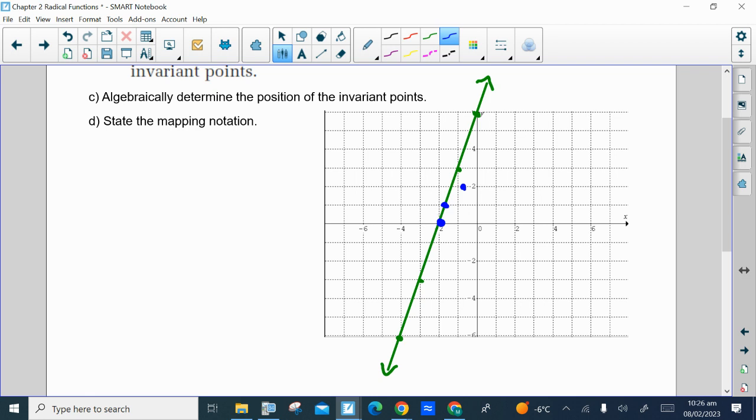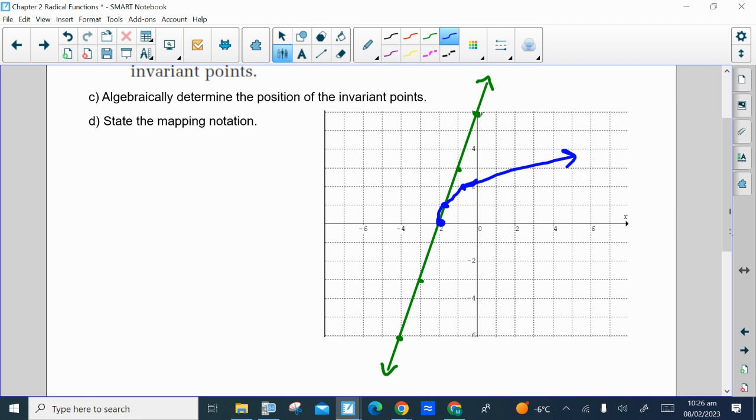Remember, between the two invariant points, the new graph is slightly above the original, and then after that it goes below. And this graph will have that same shape of what a square root function looks like. It will be that curve. So there's the graph of the square root of that function.